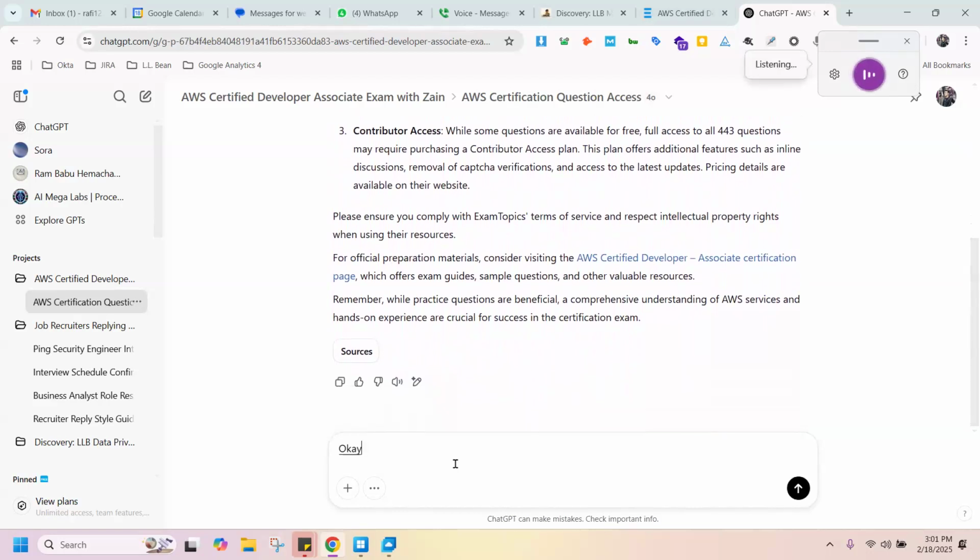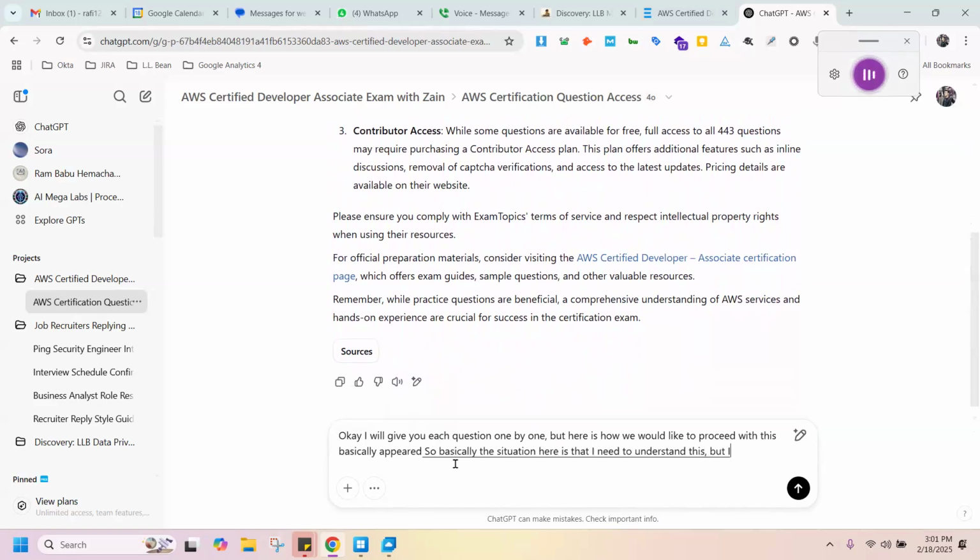Okay, I'll give you each question one by one, but here is how we would like to proceed with this. The situation is that I need to understand this, but I have no knowledge, no background, nothing at all when it comes to cloud or AWS. There are 443-something questions, and I have to basically memorize the answers to all of them in order to pass this exam.